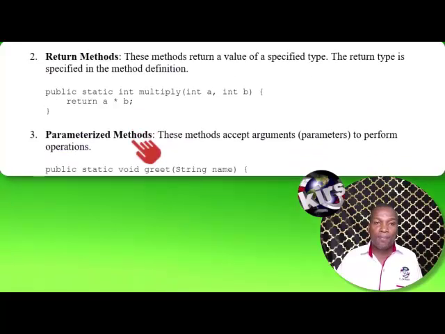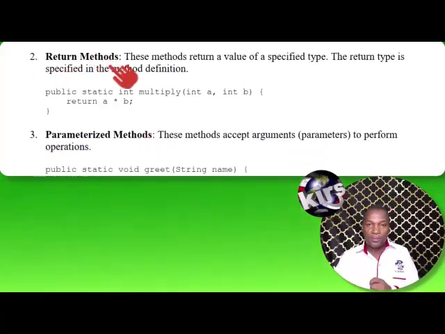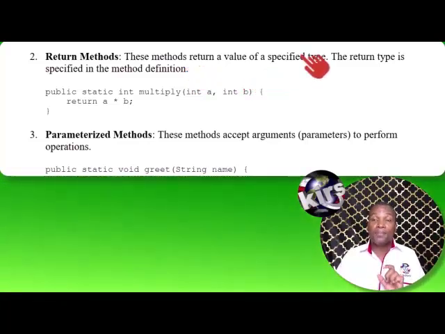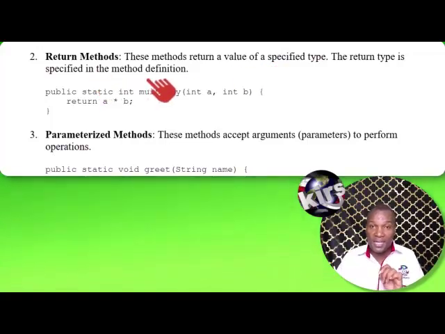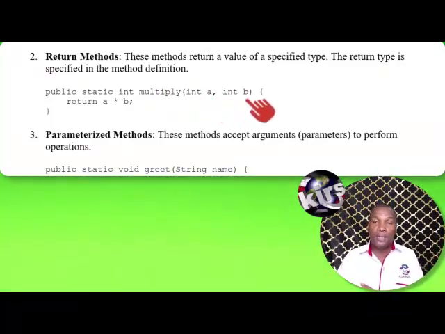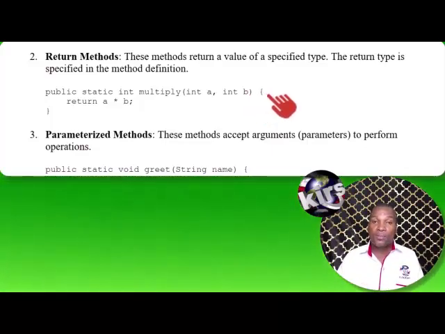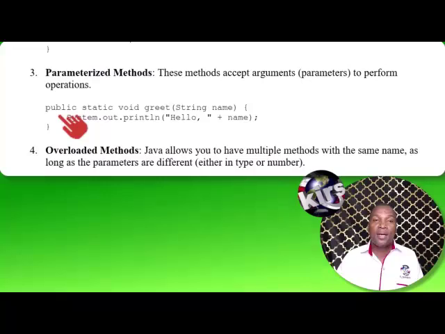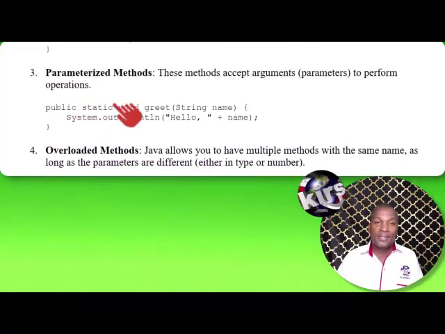Then the second type of method, number 2, is return methods. These methods return a value of a specific type, and the return type is specified in the method definition. So we have public static int multiply(int a, int b). Then you open the method body where you return a multiplied by b. Then of course you close the method body. Then number 3, we have parameterized methods, and these are methods which accept arguments in brackets as parameters to perform operations.